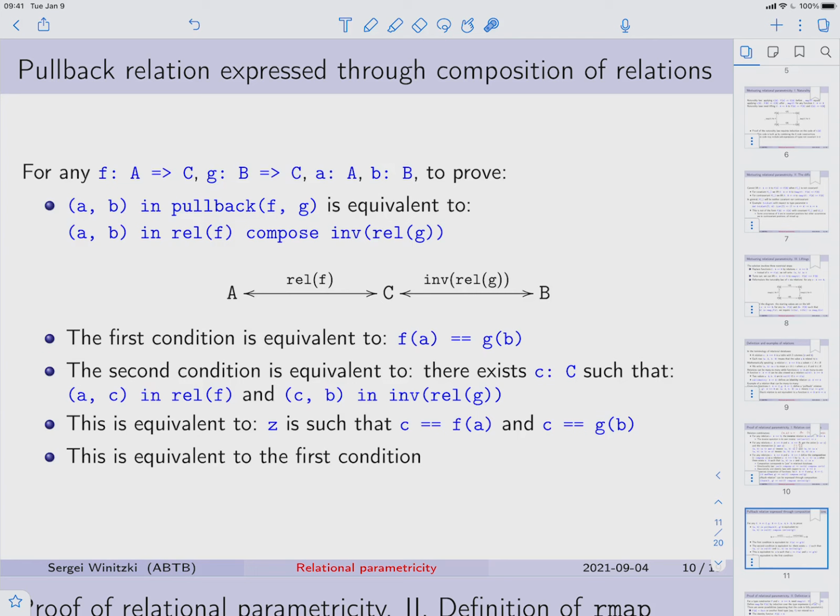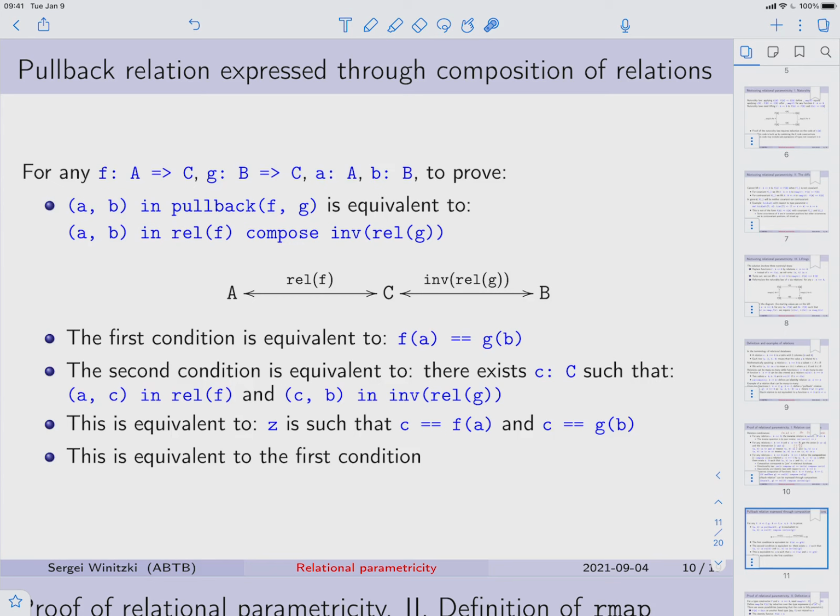So here's the diagram. I have this relation between A and C, which is the f viewed as a relation. And then I have a relation between C and B, or B and C, if you wish, by inverting the g relation. And I take the composition of these. And the composition is a join on C. So C must be equal in the first relation and in the second relation, which means that f of A must be equal to g of B. And that is a relation that we want to prove.